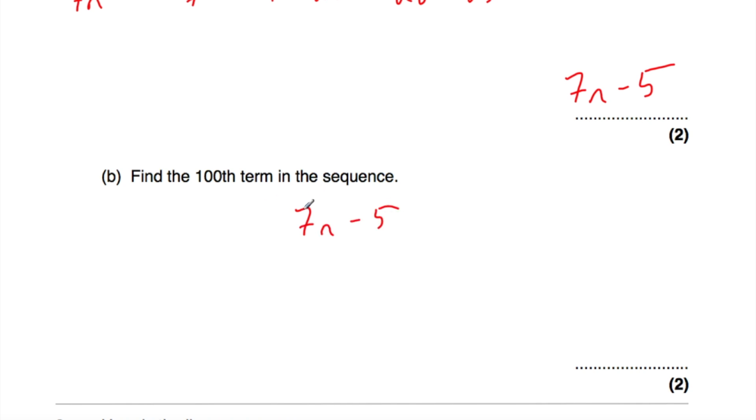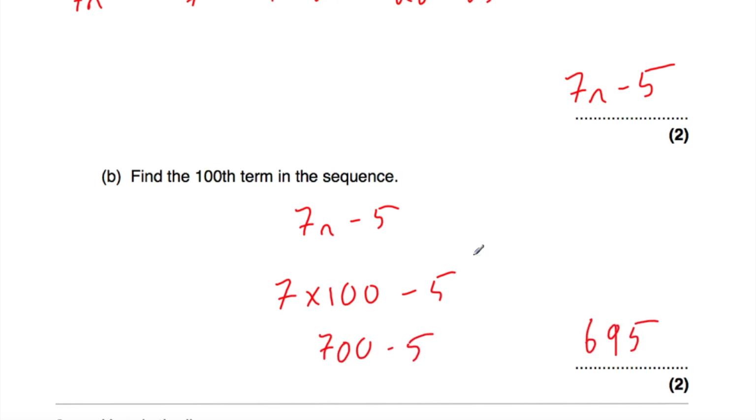So we just need to do 7 times 100 to take away 5, because if you want to find a particular term in the sequence, you substitute in that term number into the nth term. So we're going to do 7 multiplied by 100, take away 5. And 7 times 100 is 700. Take away 5 would be 695. So that means the 100th term in the sequence is 695. And that's a lot quicker than writing down 100 terms of a sequence.